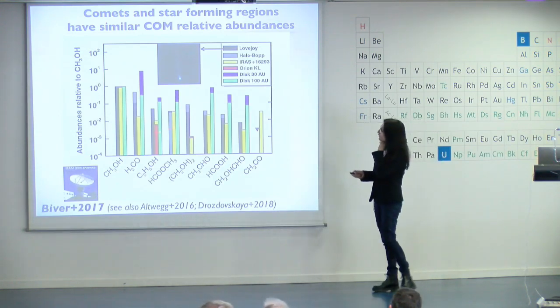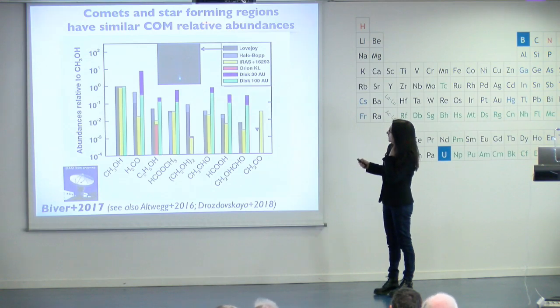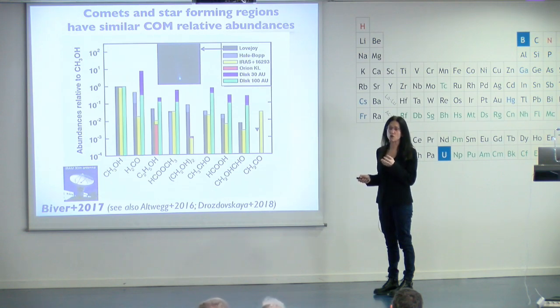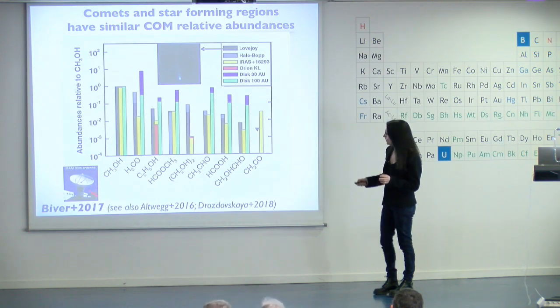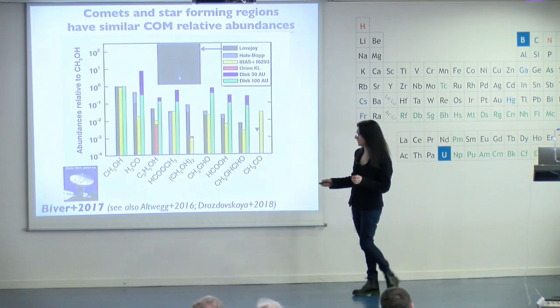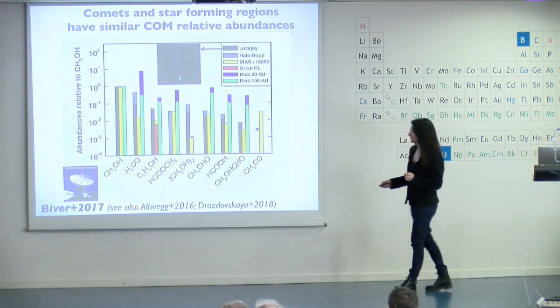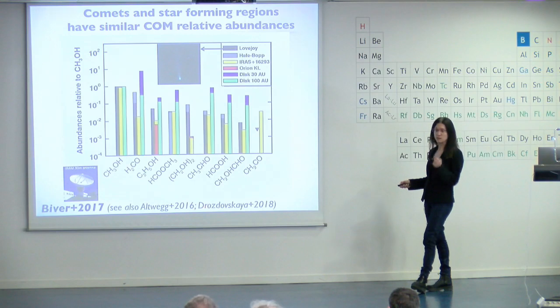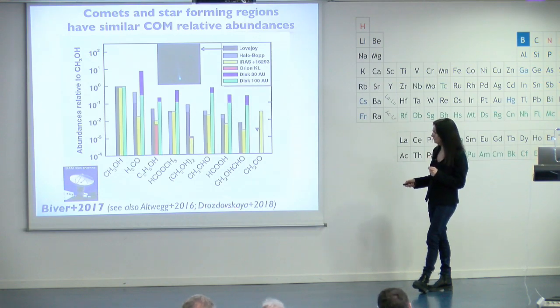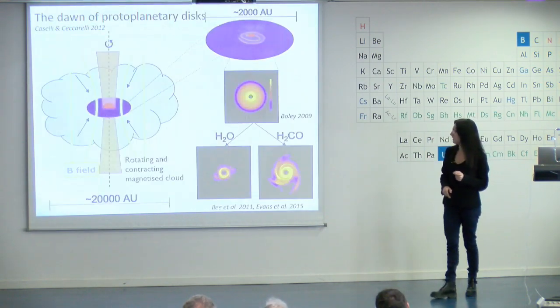From the point of view of a comparison with comets, we know that star-forming regions and comets have relative abundances of COMs that are quite similar. This was shown in a paper by Bianchi, who used the 30-meter antenna, but also by Altwegg with the paper on comet 67P, and Drozdovskaya et al.